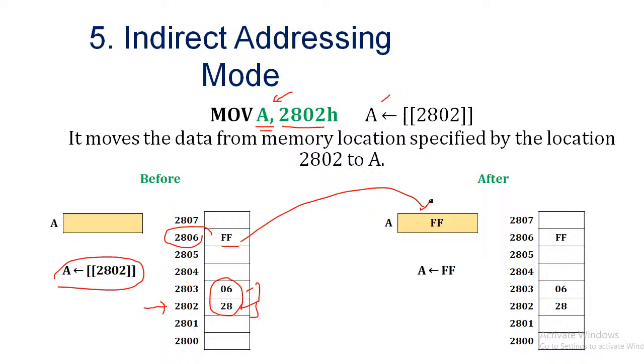So direct addressing is whatever is the content of the address, that will come to the accumulator, whereas in case of indirect addressing, whatever is the content of the address, that is another address that holds the operand. So here 2802 is holding the address 2806, and 2806 is basically holding the value FF. So this FF is ultimately coming to the accumulator. This is the way we have the indirect addressing mode.